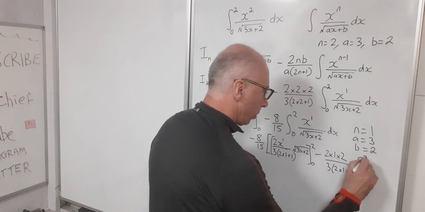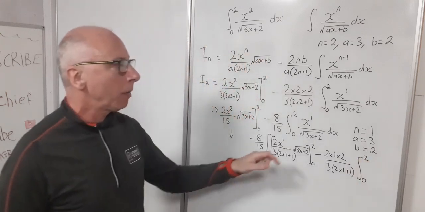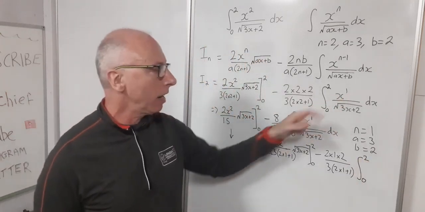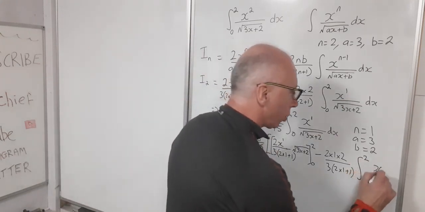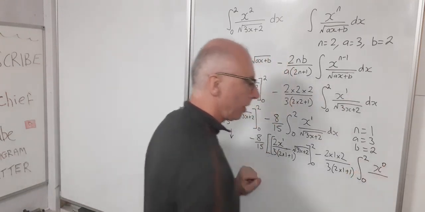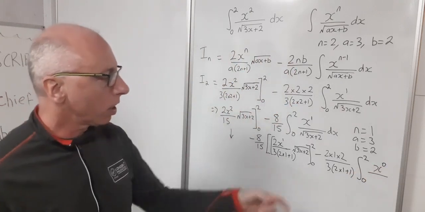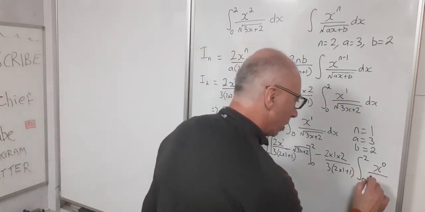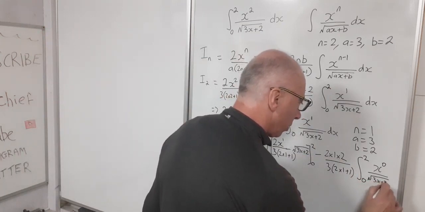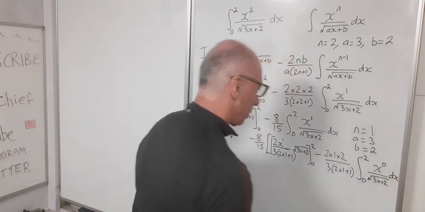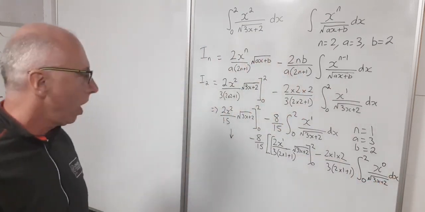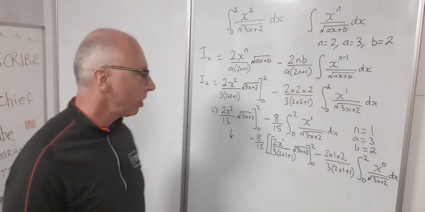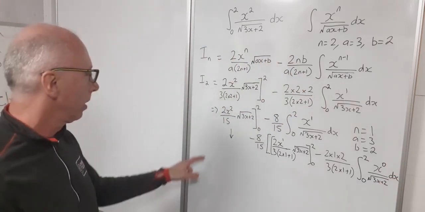So from 0 to 2, and now the power is reduced by 1, so this x to the power of 0, obviously that's going to change to 1, x to the power of 0 is still 1. So I'm going to write this x to the 0 for now, and keep the radical. So square root of 3x plus 2 dx. Okay. Right, now let's start a new line and let's just simplify things off a little bit.